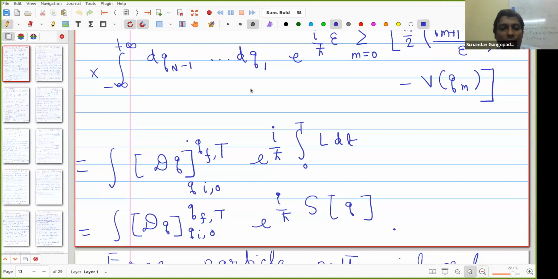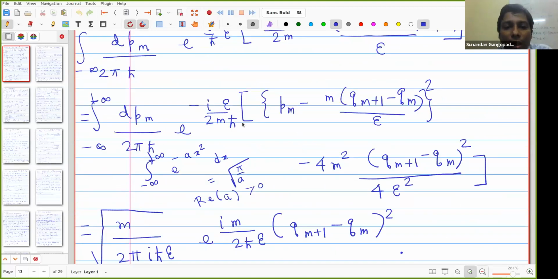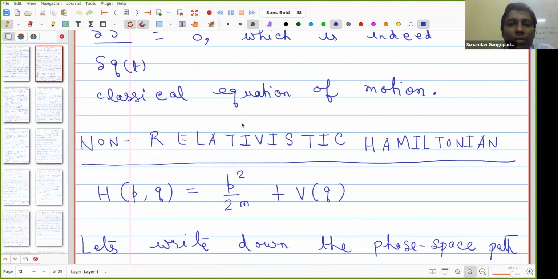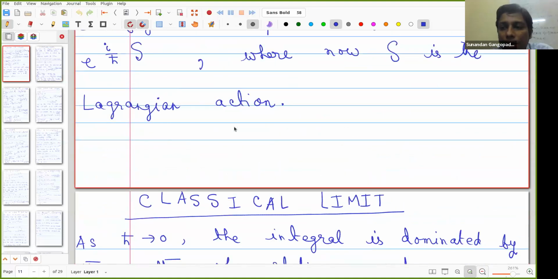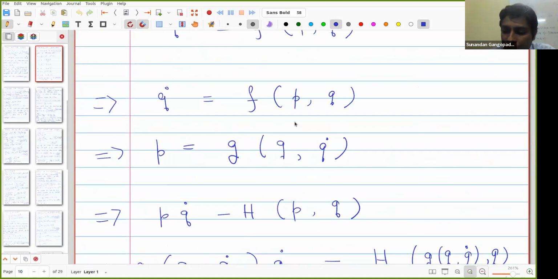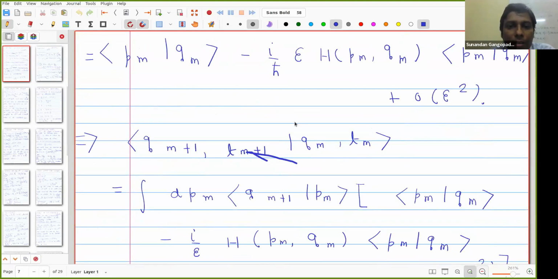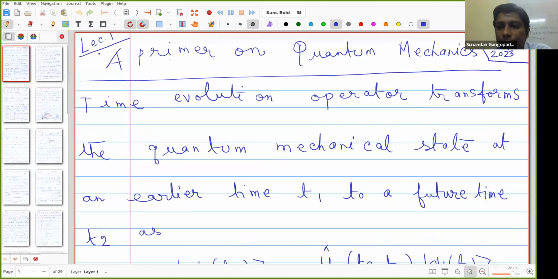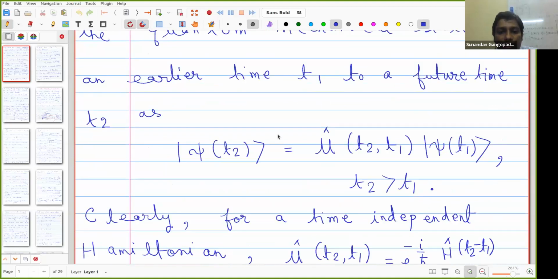So in the last class, what I discussed was the formulation of path integrals in quantum mechanics. So let me just briefly review what I have already done in the previous lectures. I've just gone back to the slide. So I discussed the time evolution operator and how it takes us from a given state ket to another state ket at a later time.